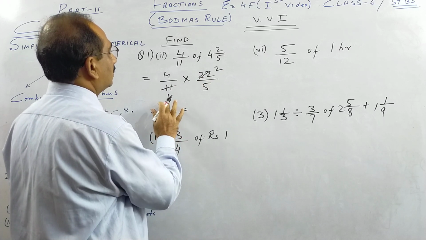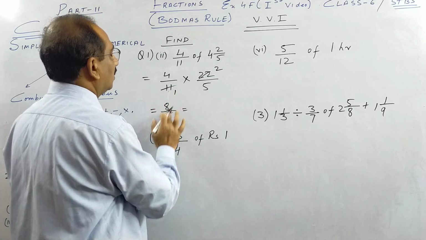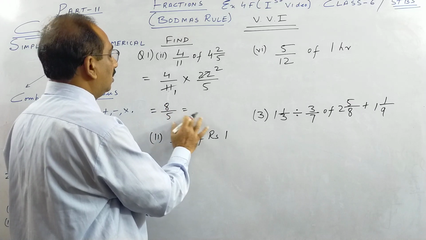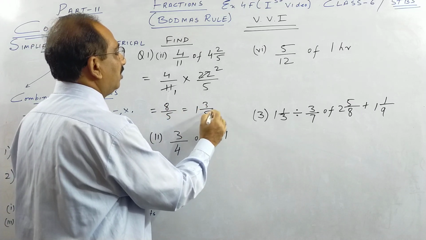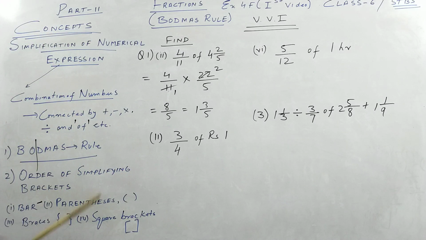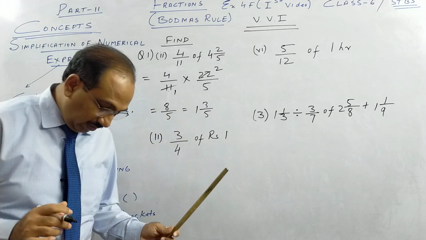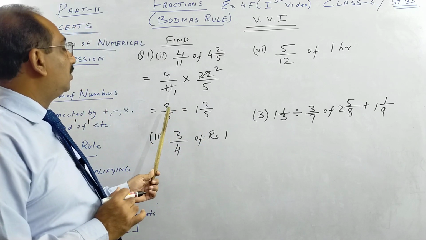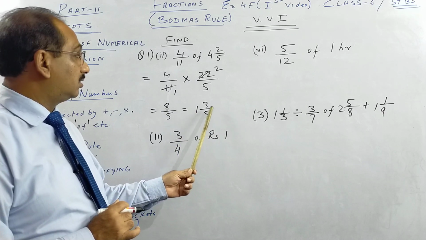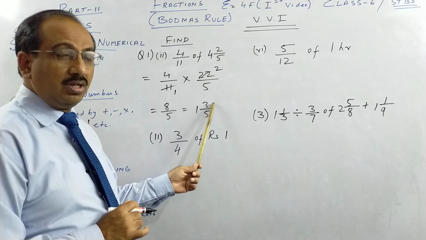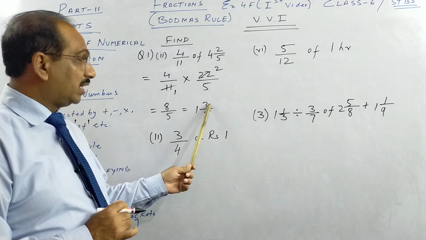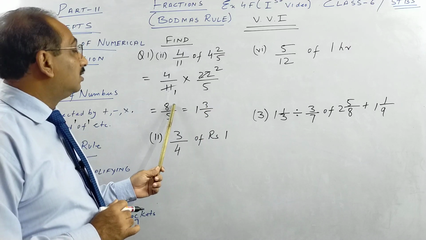You convert this improper fraction, when the numerator is bigger, to a mixed fraction. So if you convert, it will be 1 3 by 5. So we have converted the improper fraction to a mixed fraction, which is nothing but a number and a proper fraction. A proper fraction has a numerator smaller than the denominator. This is improper.